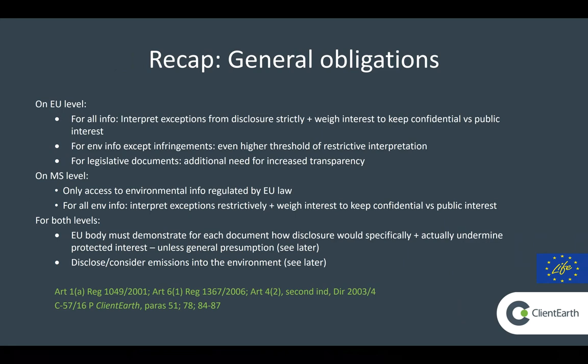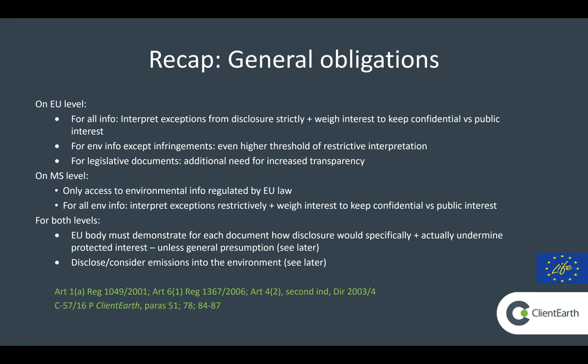Another part of the recap, this is just the general obligations of the public authorities when they apply exceptions, when they treat information requests. So this is the difference on EU and member state level. On EU level, first of all, exceptions to disclosure must always be interpreted strictly, and the institutions must weigh the interest to keep the specific information confidential against the public interest in disclosing that information.